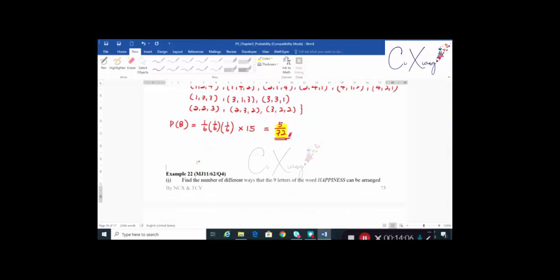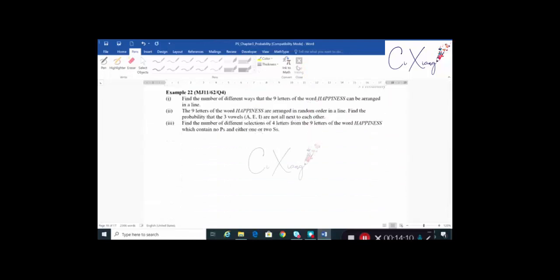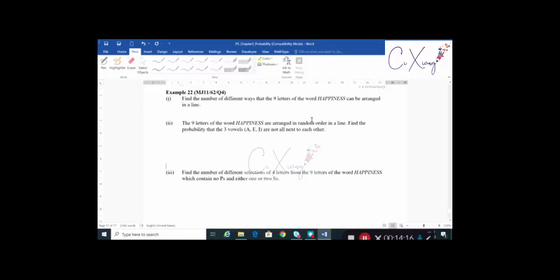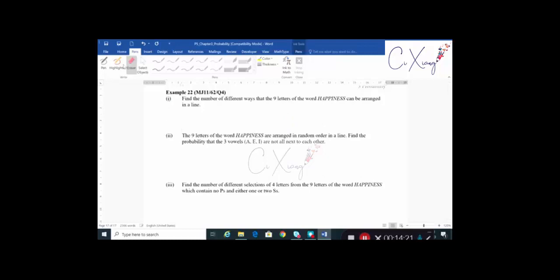Alright, so maybe you can read the question first before we start. Right, so first, they want you to find the number of different ways that the 9-letter word happiness can be arranged. Highlight the word arrange. So this tells you that you should use permutation to solve it. Alright, so there are 9 letters in total. So when you want to arrange 9 letters, it should be 9 factorial.